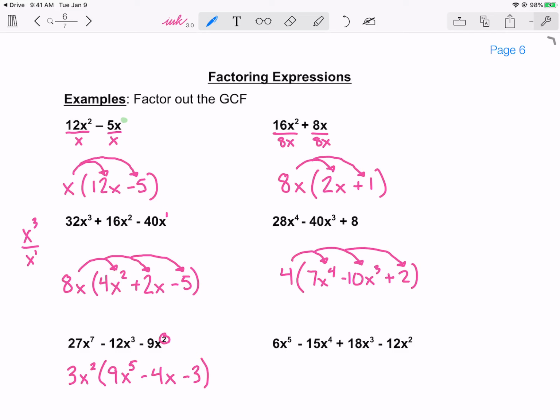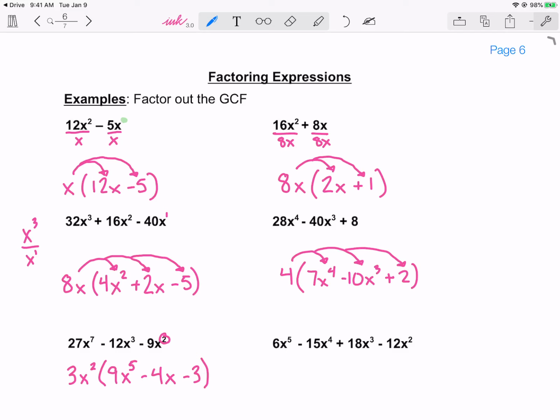And multiplying through, 3 times 9 gives me the 27. 2 and the 5 add to make 7. 3 and the negative 4 multiply to make the negative 12. X squared and the x multiply to make x cubed. And 3x squared times negative 3 is negative 9x squared.